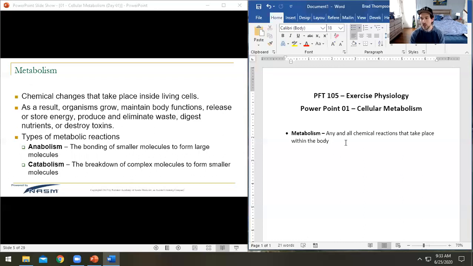If a chemical change takes place somewhere inside of, like, a cell, that's part of your metabolism. So obviously growth is a part of that. Releasing waste products is a part of that. Digesting nutrients is a big part of that.